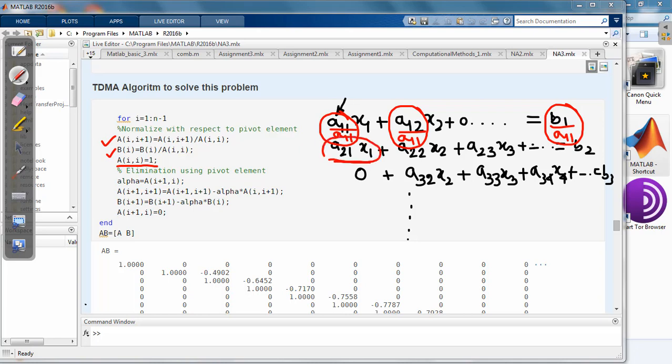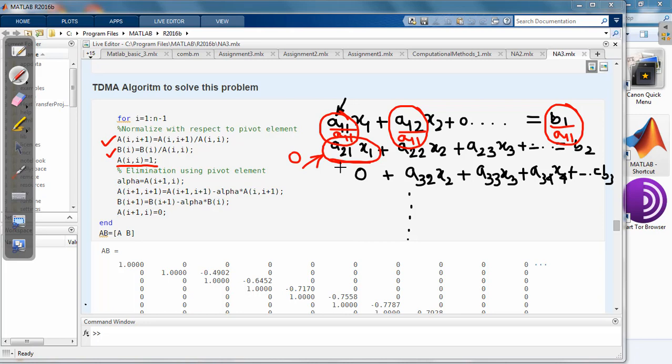So we want to make this term 0, so that we can make it an upper triangular matrix. There will be no term in the lower triangular part. So everything will be 0 in the lower triangular part. So what we are going to do, we want to make this quantity 0.